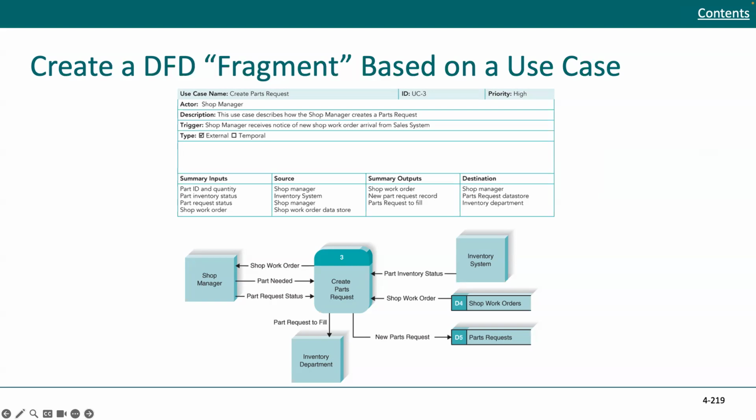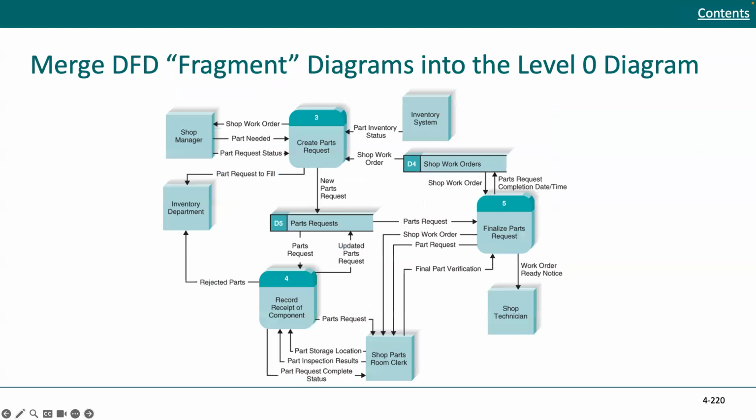You start by taking each use case and drawing a data flow diagram fragment using the information given on the top of the use case: the name, ID number, and major inputs and outputs. The information about the major steps that make up each use case is ignored at this point. It will be used in a later step. And so the figure I'm showing here is an example use case with a data flow diagram fragment that was created from it.